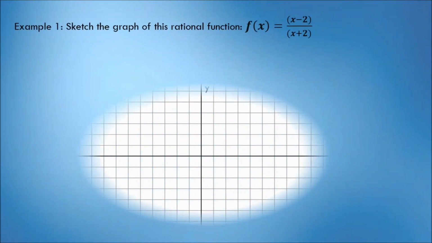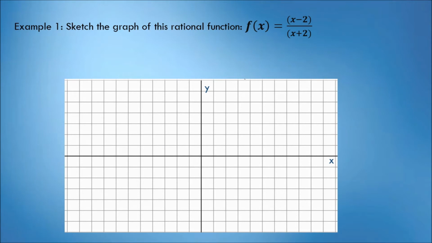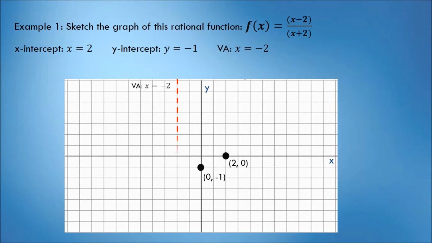For example, sketch the graph of this rational function. F of x is equal to x minus 2 over x plus 2. By following the solutions for the properties of rational functions, here are the results. The x-intercept of the function is positive 2. The y-intercept of the function is negative 1. The vertical asymptote of the function is x equals negative 2. The horizontal asymptote of the function is y equals positive 1.